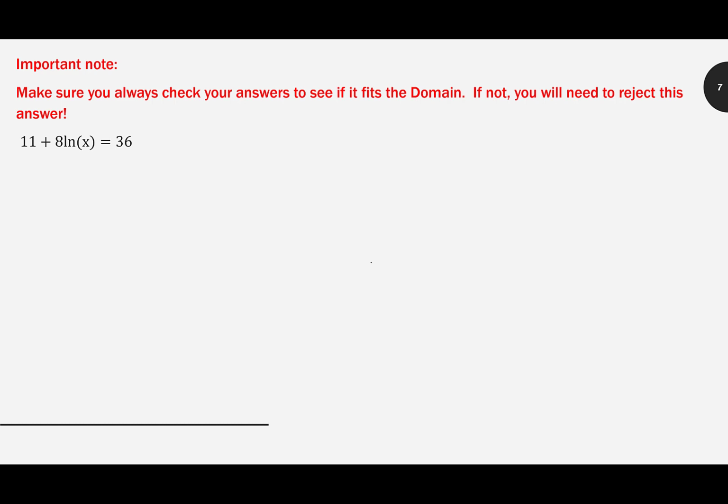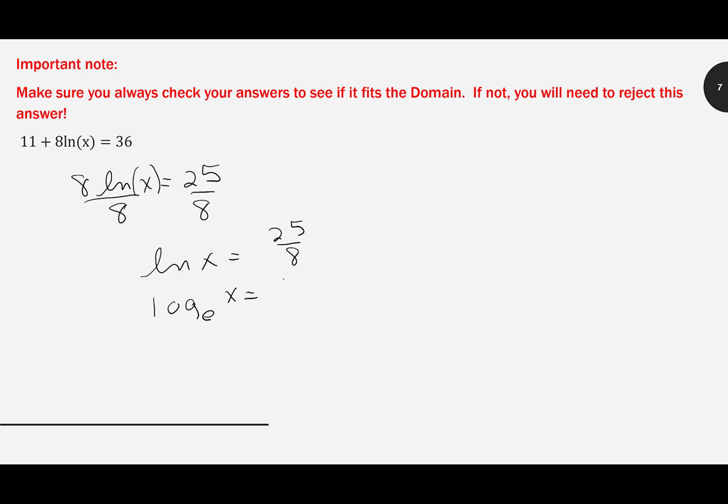The next one says 11 plus 8 natural log of x equals 36. First step would be move the 11 over. As we're going, we really want to isolate the x so that we can solve for it. So subtracting 11, I have 8 natural log of x is equal to 25. Then you want to divide by 8. So I have the natural log of x is equal to 25 over 8. So like the common log, the natural log doesn't write out what the base is, but it really is the base e. So we could rewrite it that way, which says e to the 25 over 8 is x. This would be the exact answer.